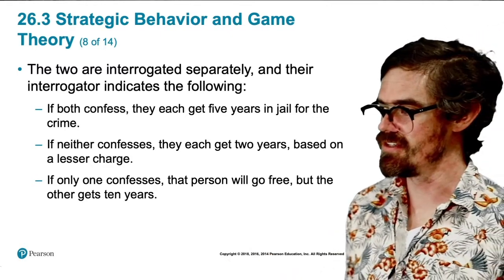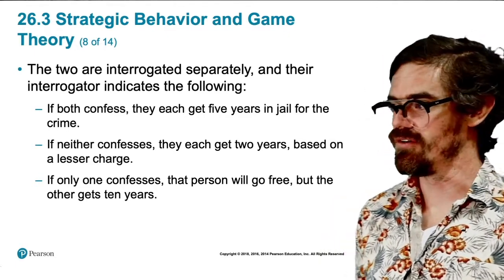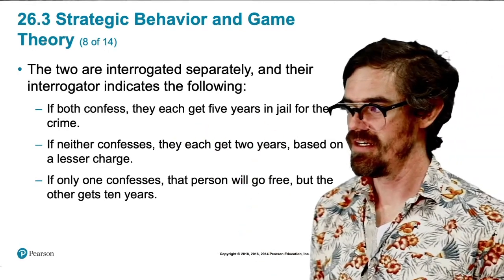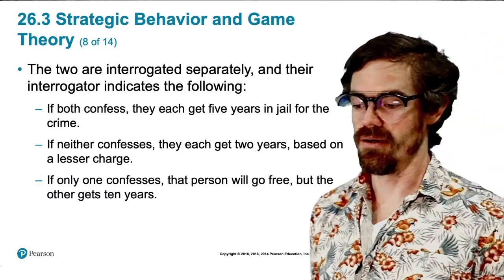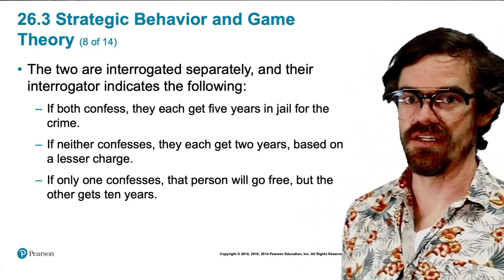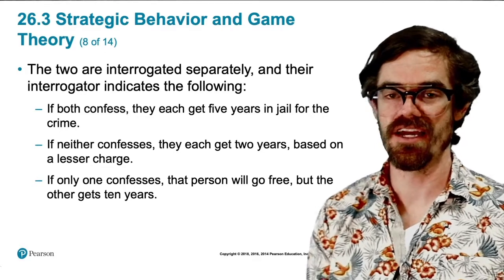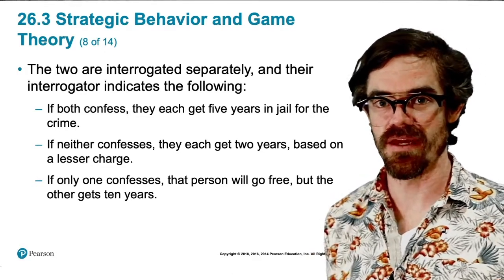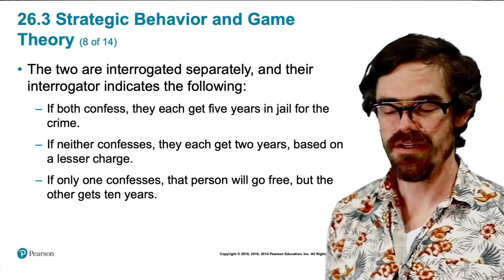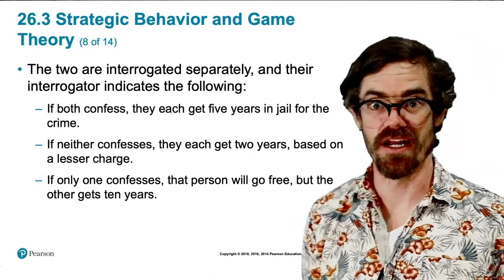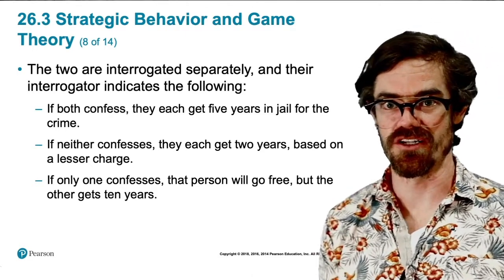So again, here's the summary of combinations of strategies and the outcomes. The two are interrogated separately, and their interrogator indicates the following. He tells them this is what's going to happen. And this is actually a strategy commonly used in law enforcement when there are partnerships in crime. They catch the partners in crime and they immediately separate them and question them separately. And usually there's the good cop, bad cop thing going on as well. But they basically use this strategy to try to get them to confess because law enforcement for a very long time has realized that there is, in fact, a dominant strategy in confessing.